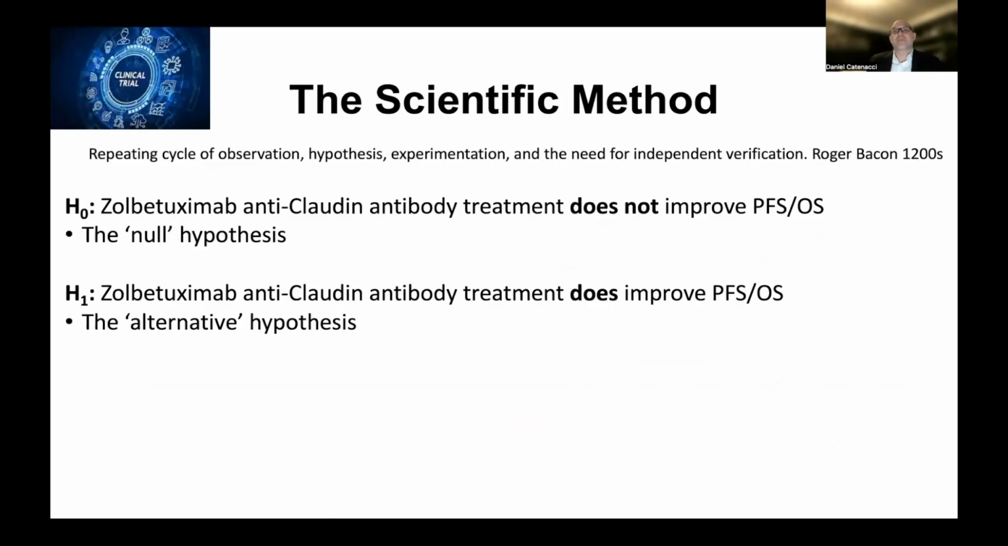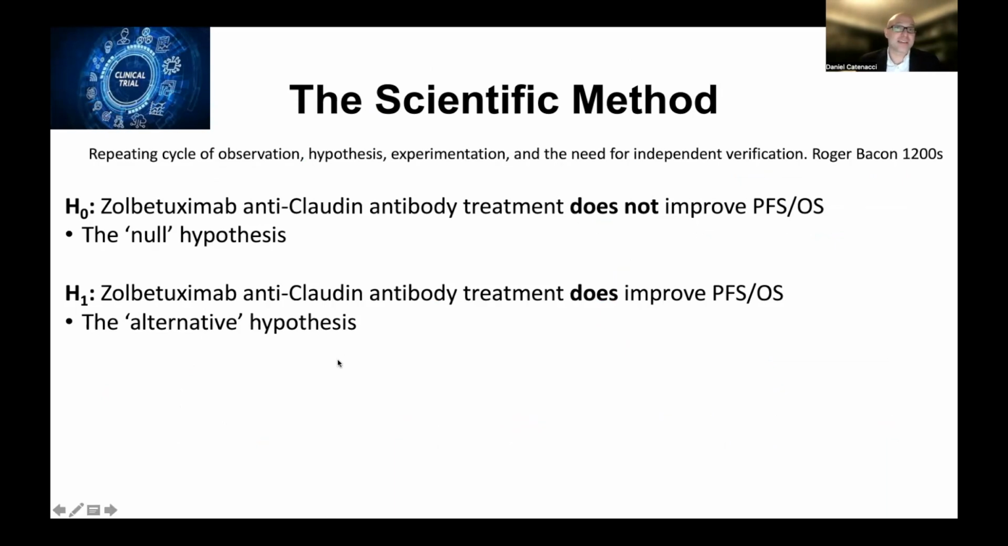So the scientific method then is repeating cycles of observation, and from those observations coming up with new ideas, new hypotheses, testing them through experimentation, clinical trials, and then going through that cycle over and over again, as well as independent verification. More studies independently run showing the same result are much more robust than just one single study.